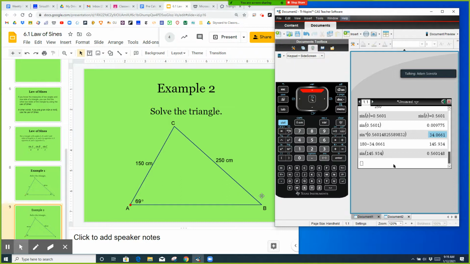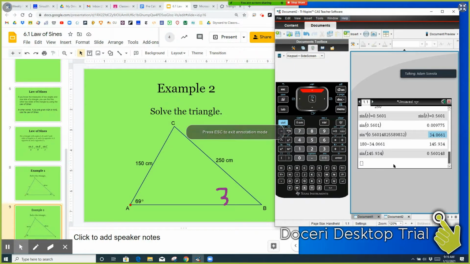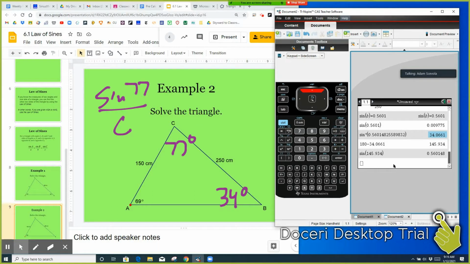So now we know that this angle here is, I'll just round it to 34 degrees. Then you can add up 69 and 34 and subtract that from 180, and you get 77. Now you could do the law of sines to find this last side. I won't go through the whole thing, I'll just do it on the calculator. You would do the sine of 77 over side C is equal to the sine of 69 over 250, using the two sides you were given originally. Then you would solve that equation.